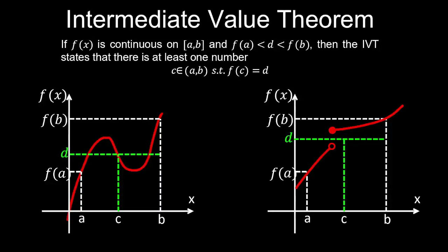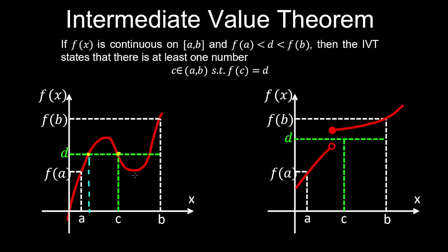If f of x is continuous on the closed interval [a, b], and there's a number d that's between the value of the function at a and the value of the function at b, then the intermediate value theorem states that there's at least one number c that's between a and b, such that the value of the function at c is equal to d. So we can see that there can be more than one number c where the function at c evaluates to d.